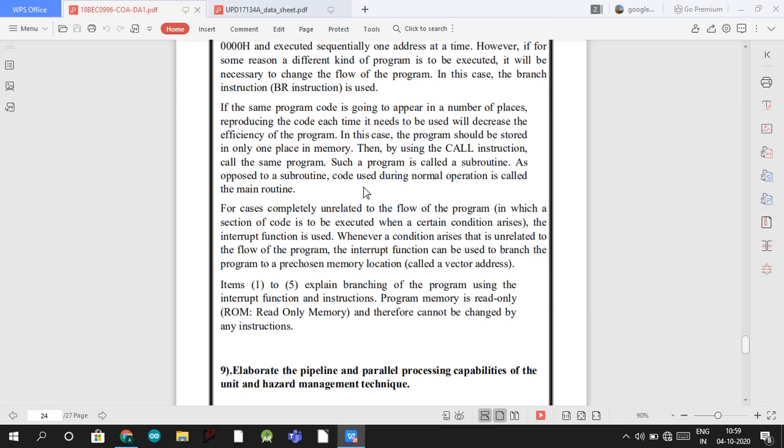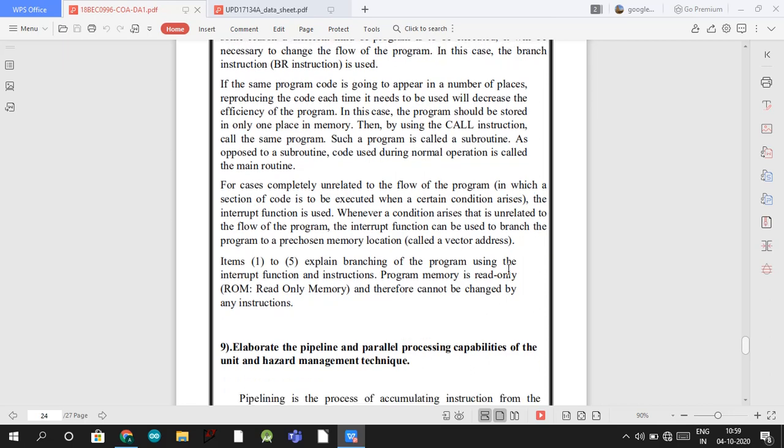So if the same program coding is going to appear in a number of places, for cases completely unrelated to the program flow, the interrupt function is used. Whenever a condition arises that is unrelated to the flow of the program, the interrupt function can be used to branch the program to predetermined memory locations.